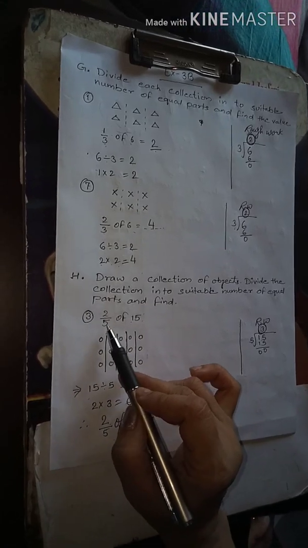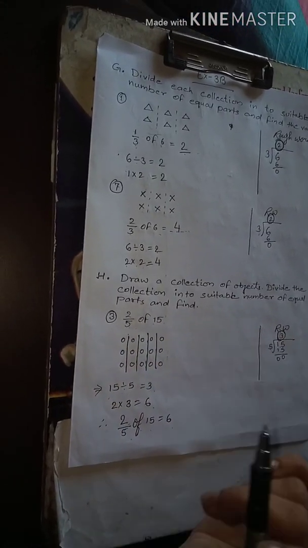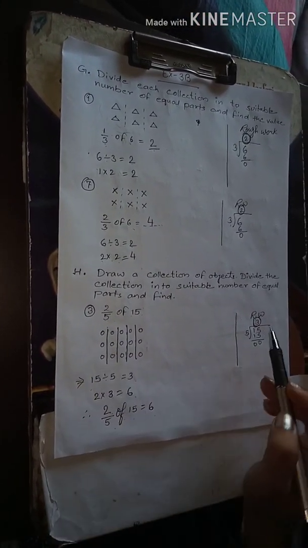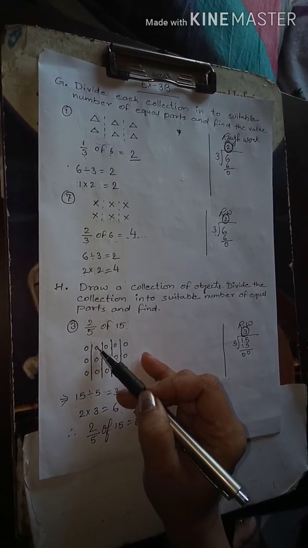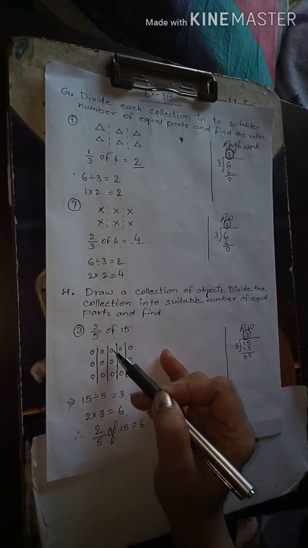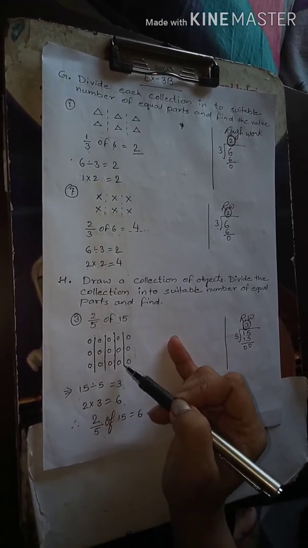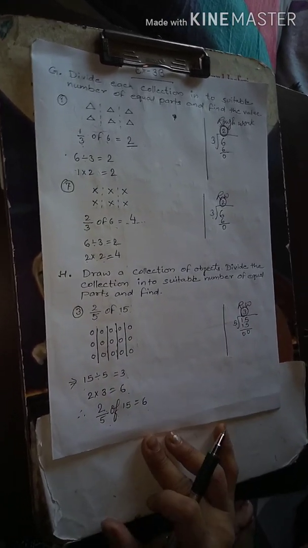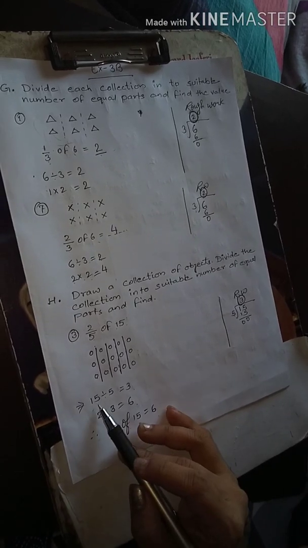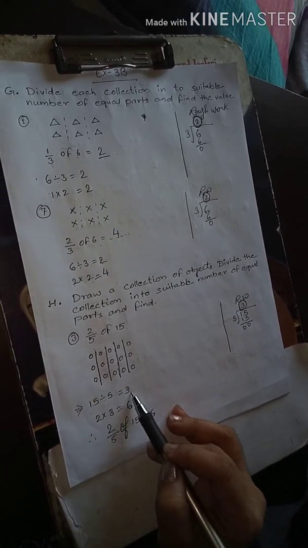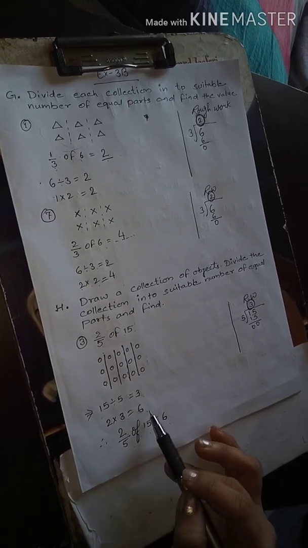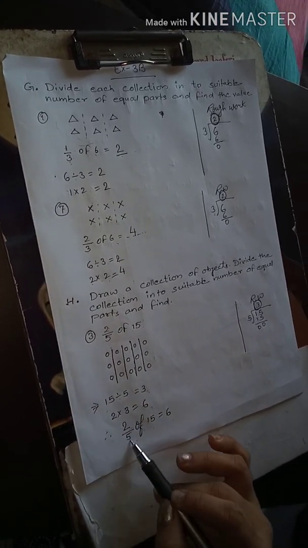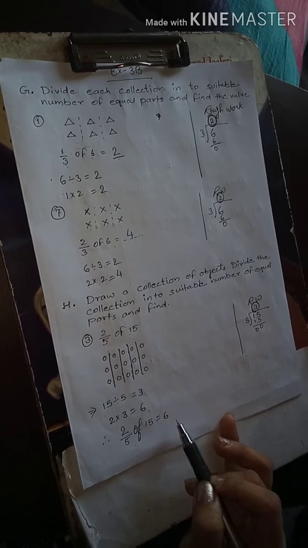And in how many parts do we have to divide? 5 parts. So first part, how many things? 3 things. 1, 2, 3. Second part, 3 things. 1, 2, 3. 1, 2, 3. Like that we will do. Now 15 divided by 5 equals 3. Then 3 multiplied by 2 equals 6. So therefore 2 by 5 of 15 equals 6.